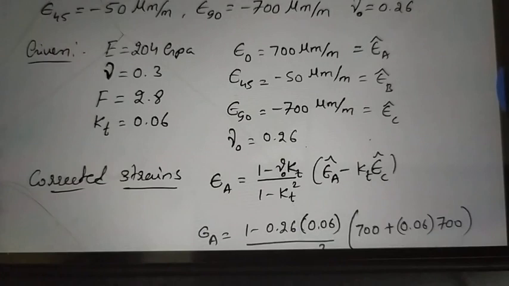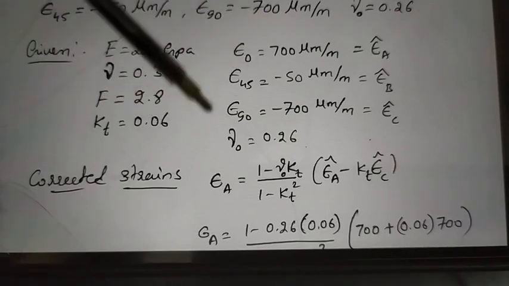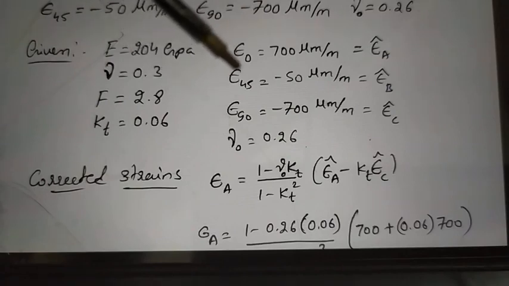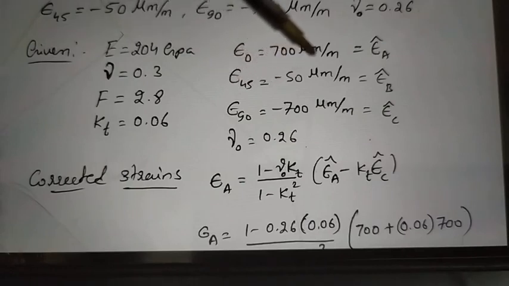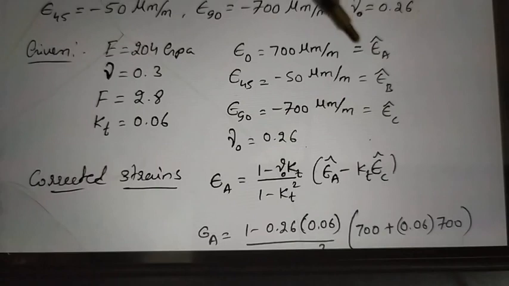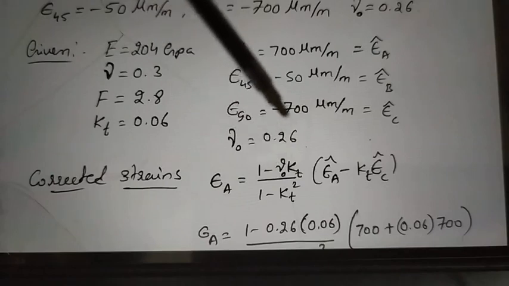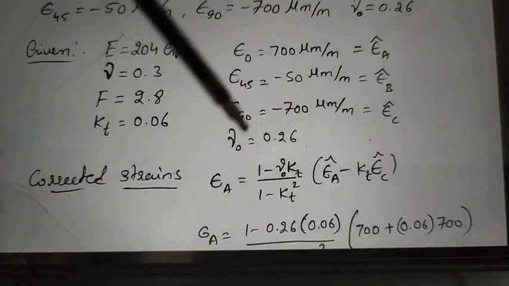So see this, the given data: Young's modulus is 204 GPa, nu is 0.3, gauge factor 2.8, the cross sensitivity or transverse sensitivity factor is 0.06, and the strain values they have given are the measured values, for the 0-degree strain gauge 700 microns, for the 45-degree strain gauge minus 50 microns, and for the 90-degree strain gauge minus 70 microns, meter per meter. These are taken as measured values, which I have written here as epsilon A cap, epsilon B cap and epsilon C cap, and nu naught is considered for the strain gauge where the correction factor is considered.